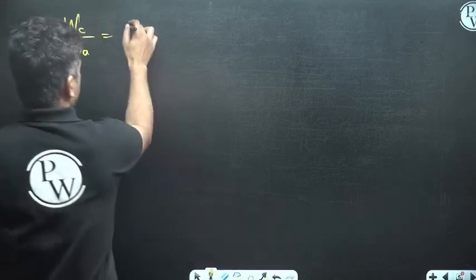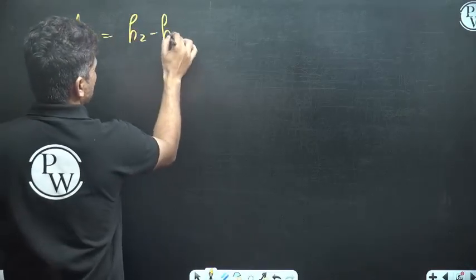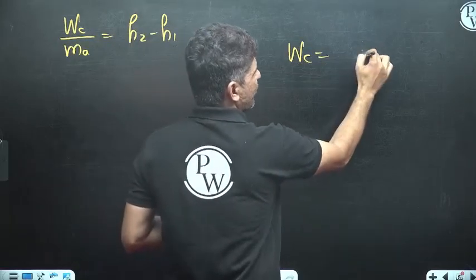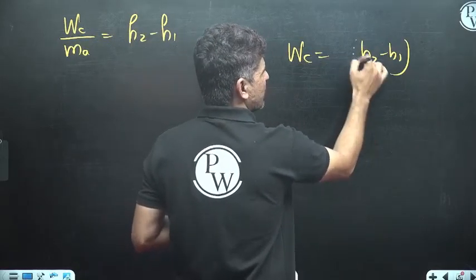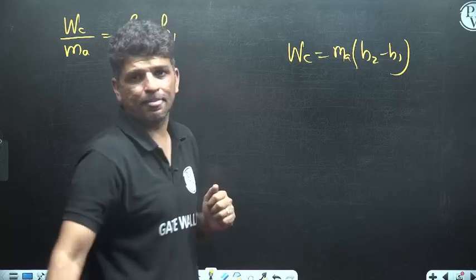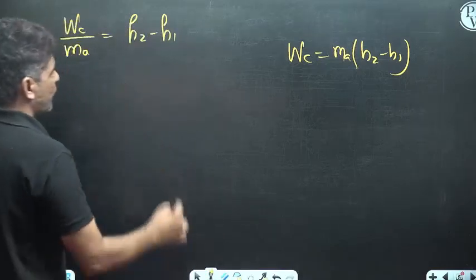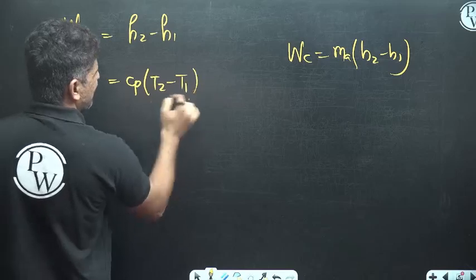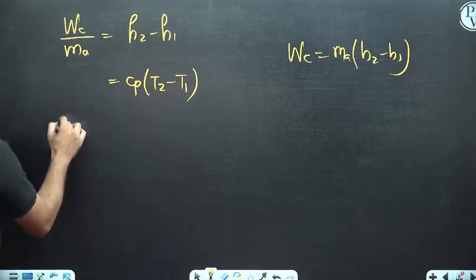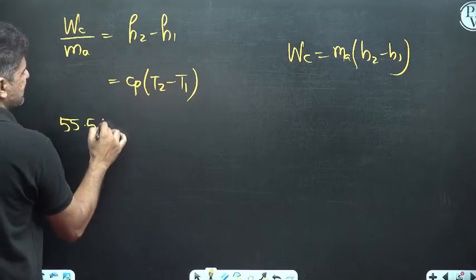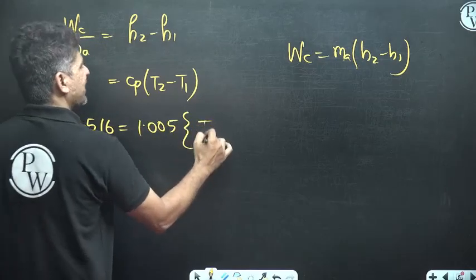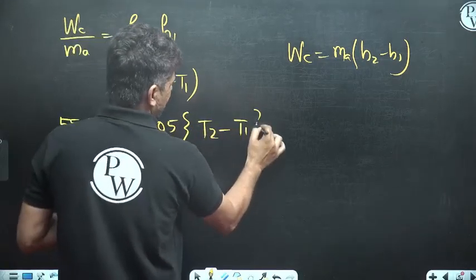So that will be equal to H2 minus H1. We know that work of compressor is equal to H2 minus H1 multiplied by mass of air. So from here you can write this is equal to Cp multiplied by T2 minus T1. So here you can write 55.516 is equal to 1.005 multiplied by T2 minus T1.